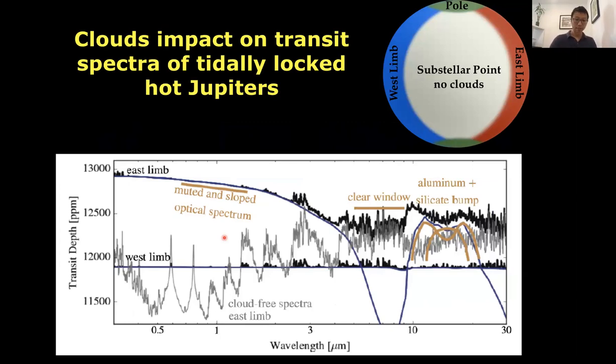For example, you can see this gray line here. It's a clear atmosphere transmission spectrum, but once you have clouds, you see muted and sloped optical spectra. Sometimes you have bumps of silicate, sometimes you have clear windows where maybe you can probe down into the deep atmosphere, and the atmosphere shows very different temperature and cloud structures between the west limb, east limb and the polar region. So this is very important for future observations.